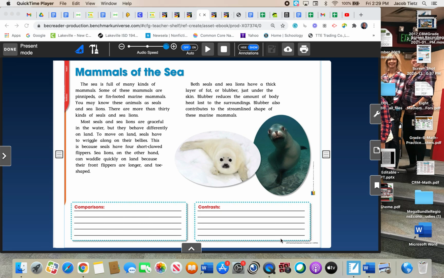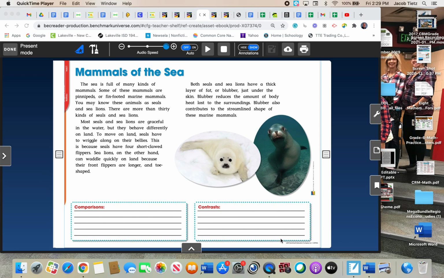As we learned in yesterday's lesson, comparing means talking about how two things are similar or the same, and contrasting is when we talk about how things are different. Some ways we can do that: we can do it with pictures, we can do it with the text, and one thing that can also help us is what are called signal words. Compare signal words are like both, all, also, most, and too. Some contrast signal words are than, while, on the other hand, and but.